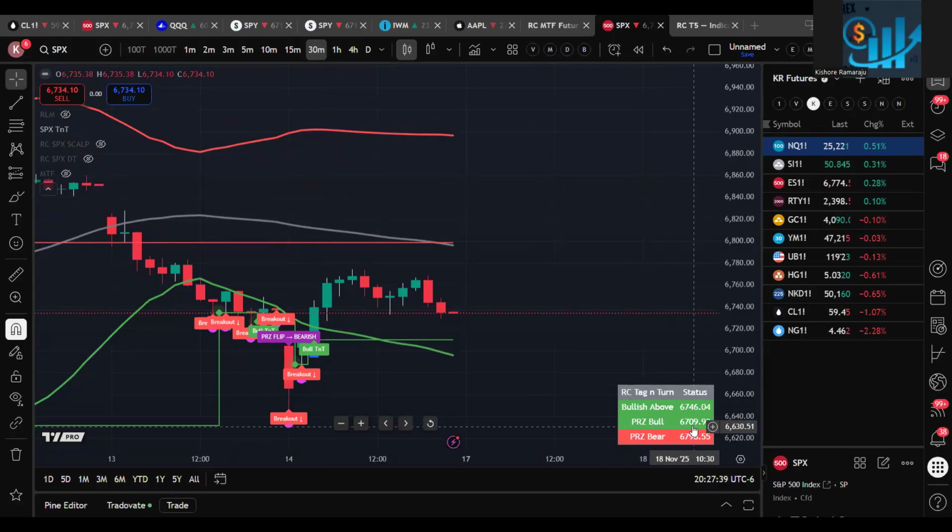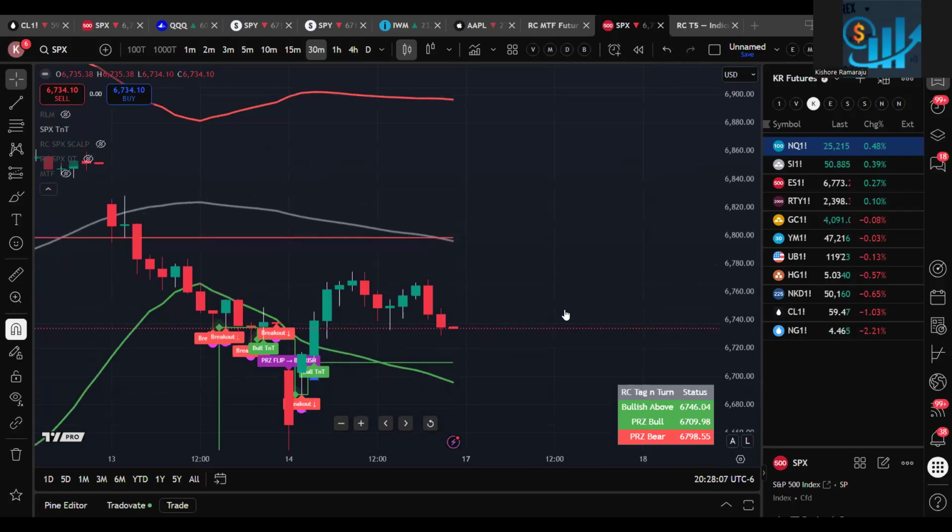It is saying that 6709. If it breaks 6709, that means the trend is changing to bullish. If it goes to 6798, the trend can become bearish again. So if it is above 6746, then you can confidently take naked calls. It is very much 100% bullish. Like that, this table will tell you what are the potential reversal points for bullish and bearish.